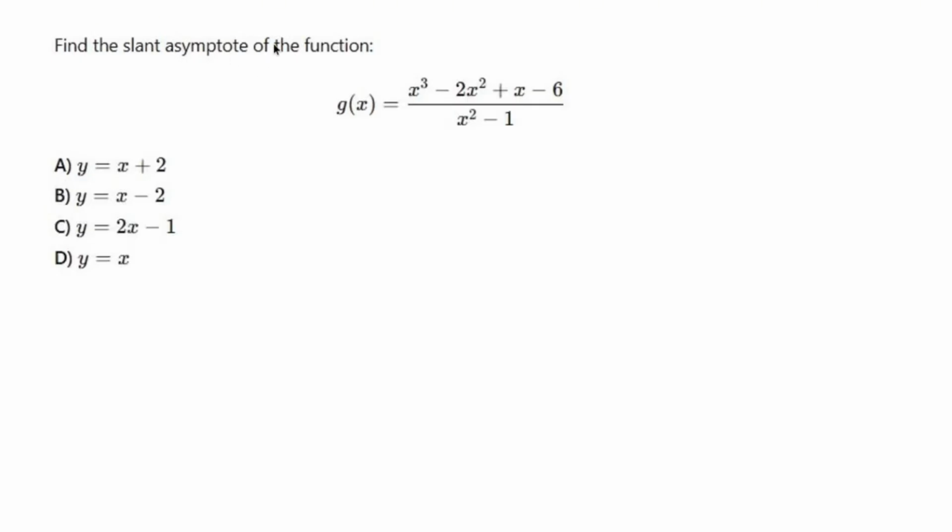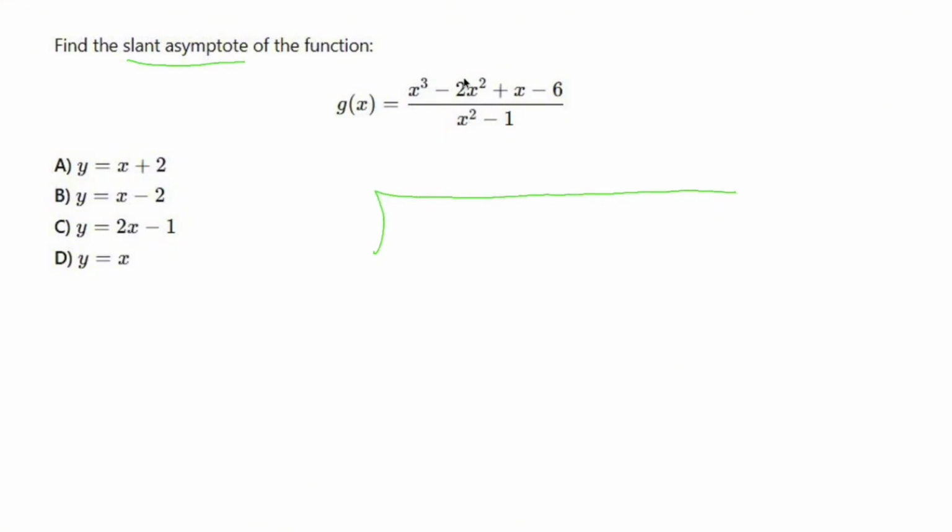Find the slant asymptote of the function g of x equals x cubed minus 2x squared plus x minus 6, all over x squared minus 1. A slant asymptote exists when the degree in the numerator is 1 degree higher than the degree in the denominator, and that's what we have here. So we use polynomial long division to do that.